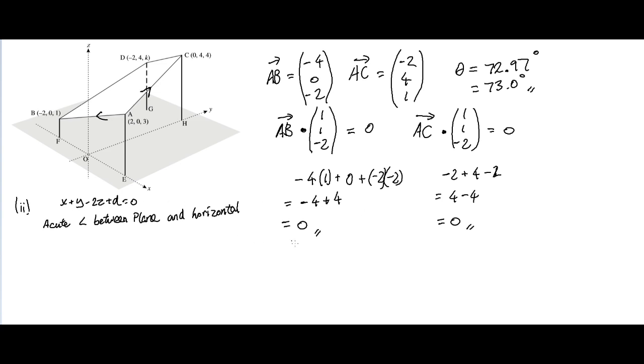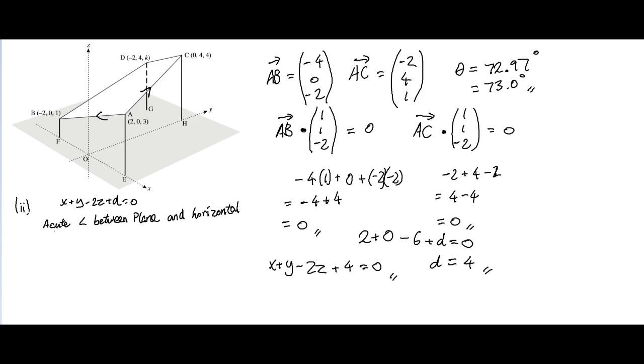Now what you need to do is to find D, so you just need to randomly substitute one point in. So let's do point A. Point A is 2 plus 0 and minus 2 times 3, which is 6, plus D equals 0, and by just doing the calculation, D is plus 4. And so the plane equation is just x plus y minus 2z plus 4 equals 0.